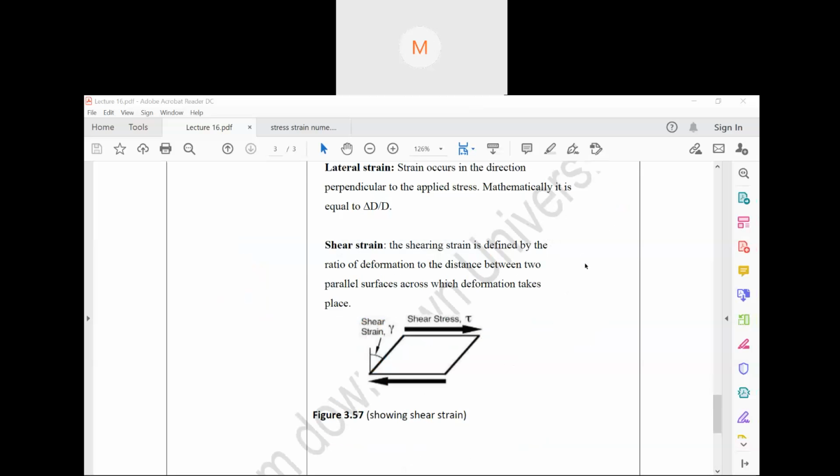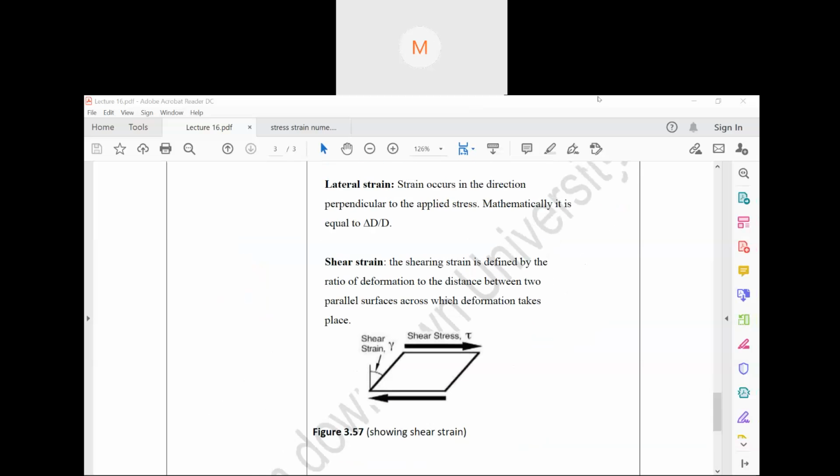So now we'll go to the next one. This is a very important topic. This is a very important part, I'm telling you. This is shear strain. What is shear strain? The shearing strain is defined as the ratio of deformation to the distance between two parallel surfaces on which the deformation takes place.